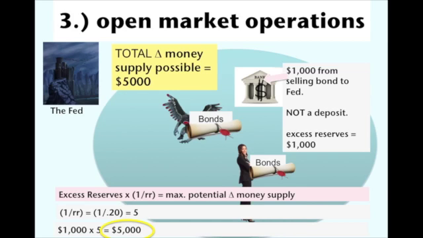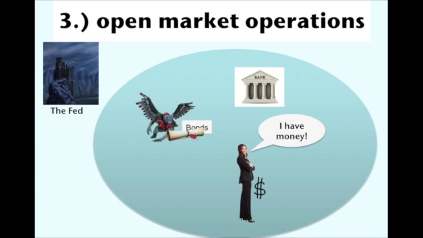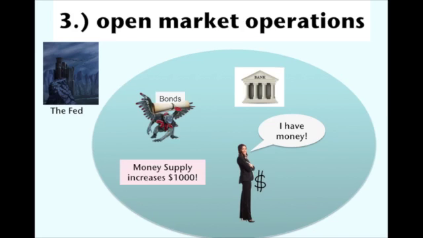But now let's say the Fed didn't buy bonds from the commercial bank. What if it bought $1,000 worth of bonds from the private bond dealer instead? As soon as the Fed puts the $1,000 in the bond dealer's hands, that is money that someone can say is theirs, and money that was not in society before. So just from this one action, the Fed buying $1,000 worth of bonds from a private bond dealer, the money supply instantly increased by $1,000.